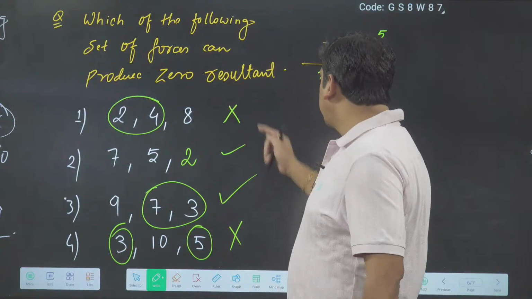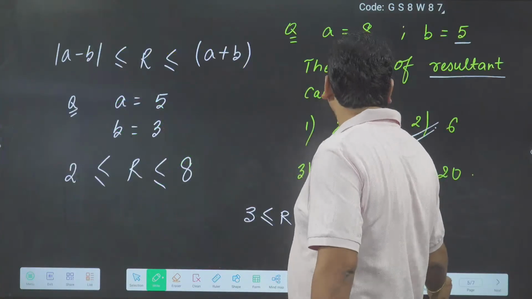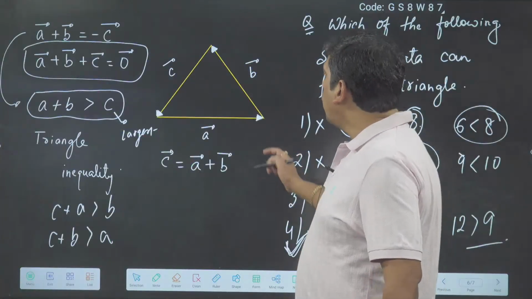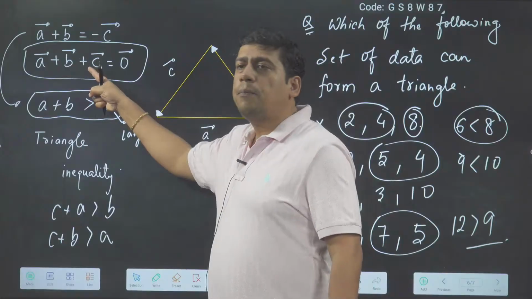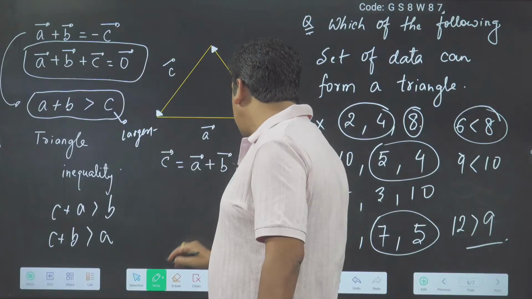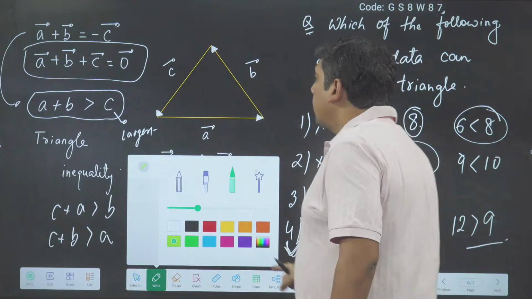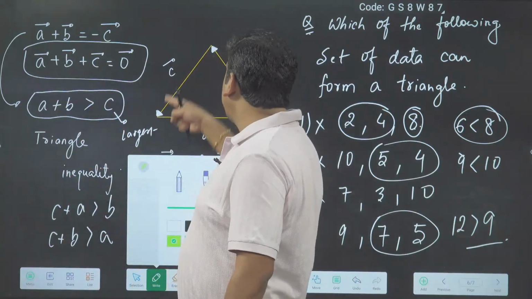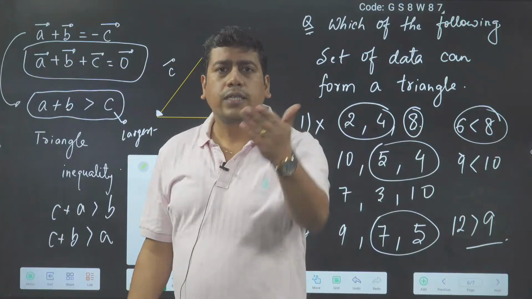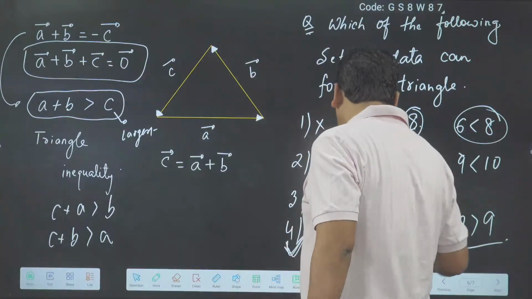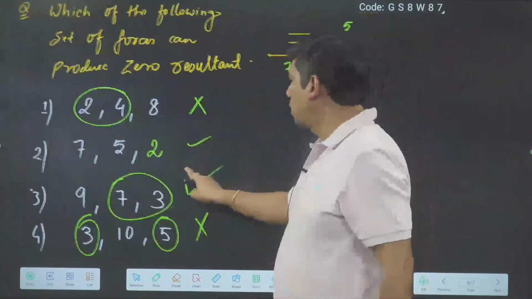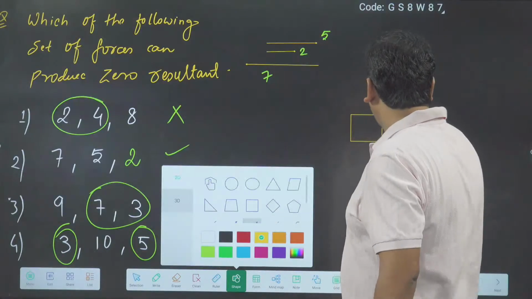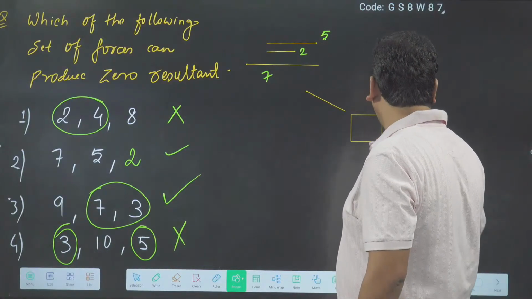Why? Because, understand, I told you, na, where did I tell you? Look here. I told you that in this diagram A vector plus B vector plus C vector is 0. So similarly, if 3 vector addition is 0, it should form a triangle. If 3 forces addition is 0, let's think like this.